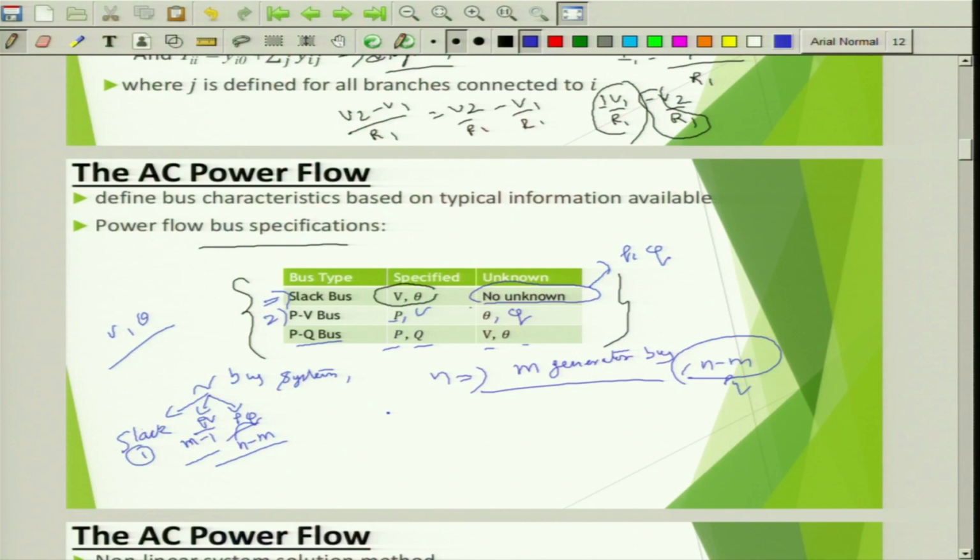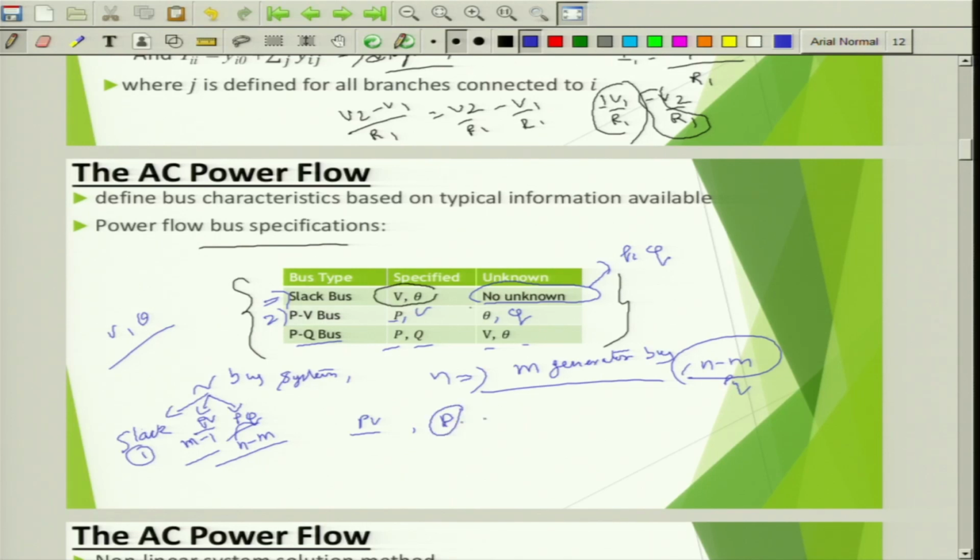So that means in a system, however many unknown variables there are, that many known parameters should be there. The number of known equations and unknown variables should be the same, only then can you solve. Let us ignore the slack bus and PV bus for now. P we know, V also we know. So what are the parameters we know?